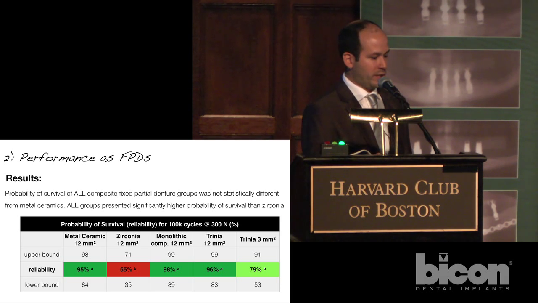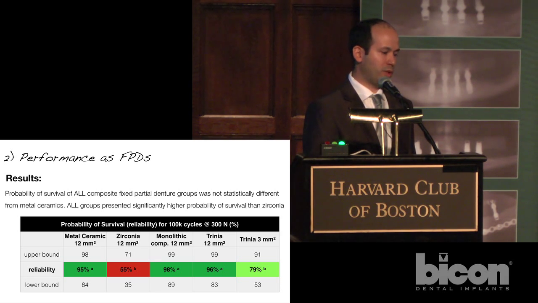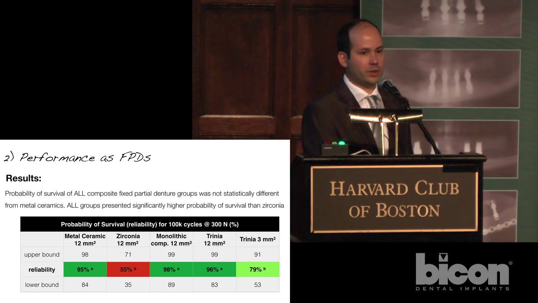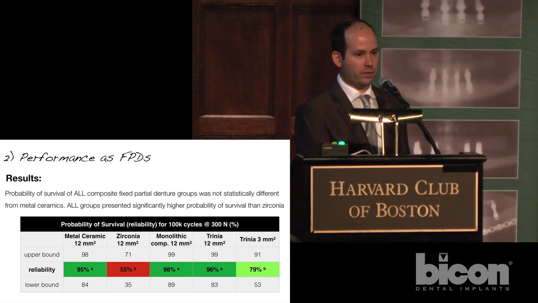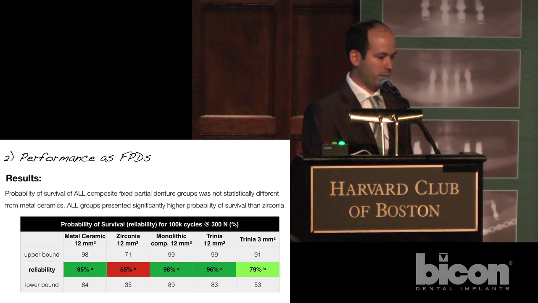Zirconia, on the same framework design and area, presented a significantly lower probability of survival compared to metal ceramic and to Trinia. And there was a drop, of course, in probability of survival when we went to that tiny connector in Trinia, and it was similar to zirconia at 12 square millimeters, although in higher numbers, okay, 79% as we see, as opposed to 55% for zirconia.